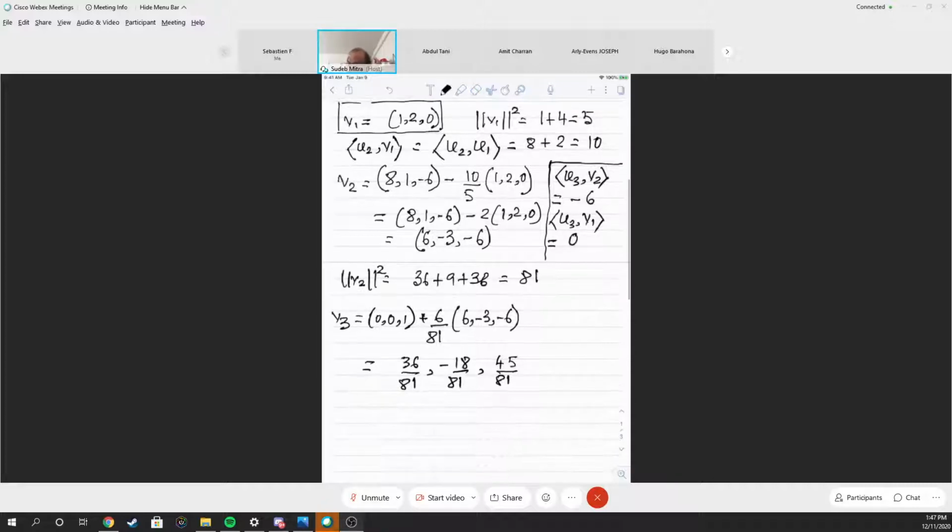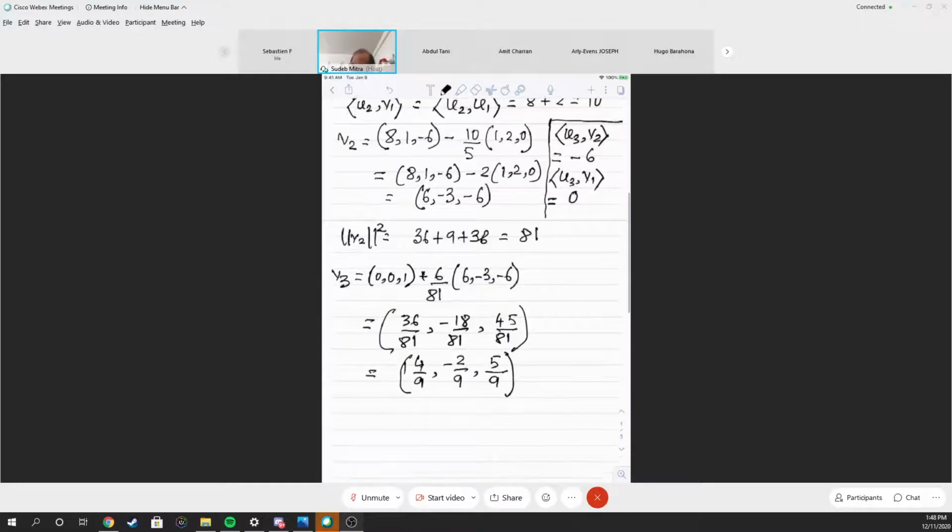So I can write this as 1 upon 9, (4, -2, 5). 9 is a common factor. So that is 1 upon 9, 4, minus 2, 5. That is V3.